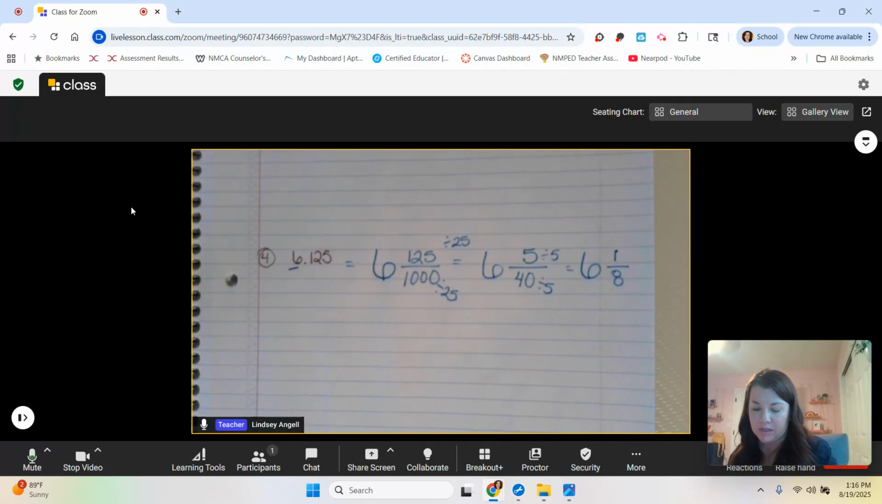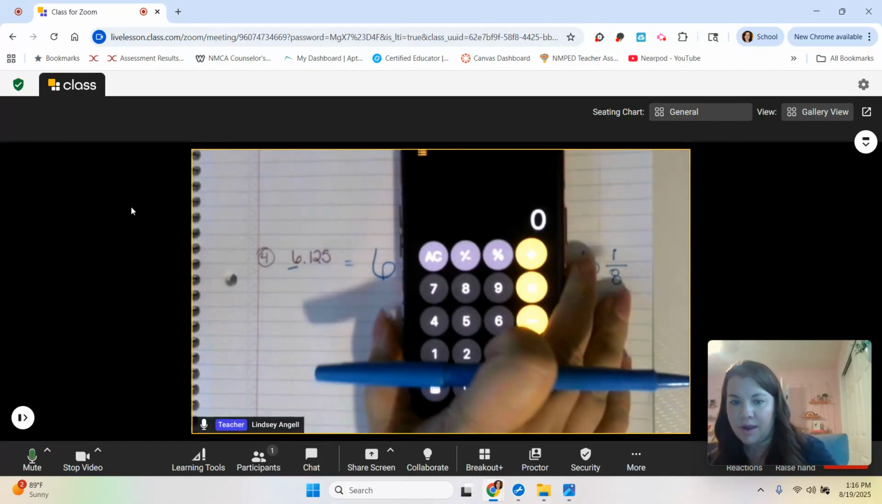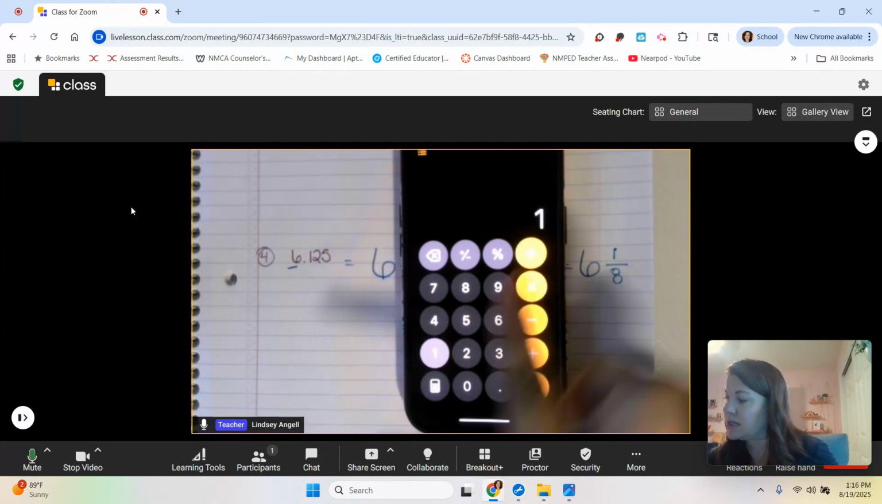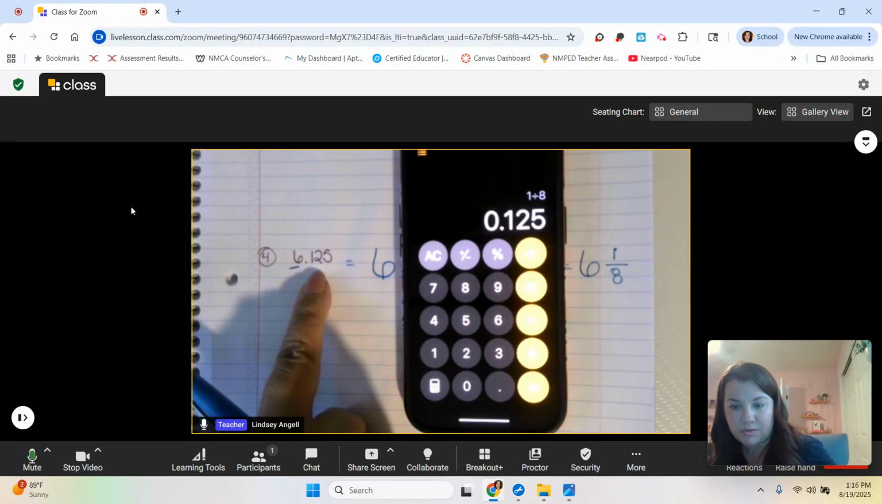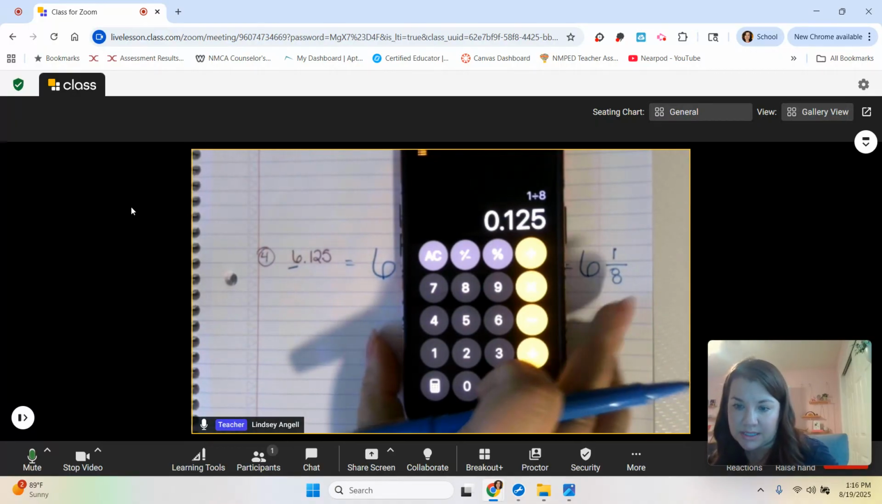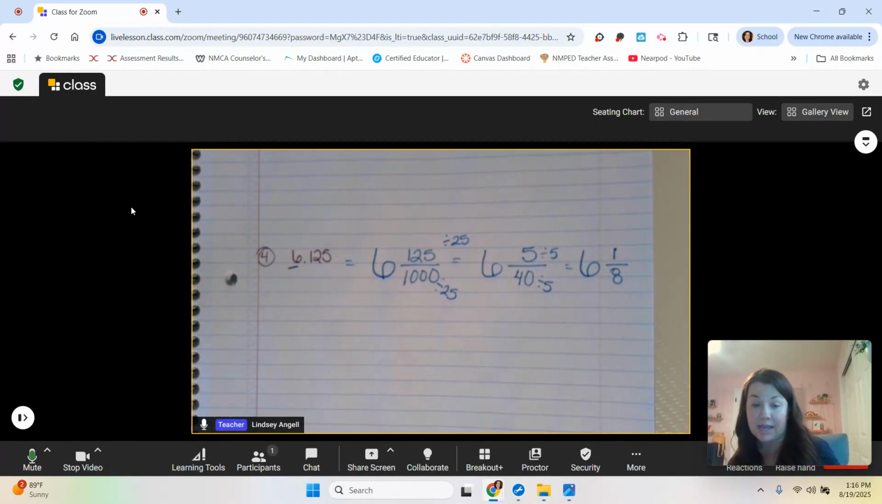Now, if you wanted to check it and you were wondering how to make sure you're correct, work backwards. What is 1 divided by 8? There's that 0.125, or 125 thousandths. That's the way you could check it as well.